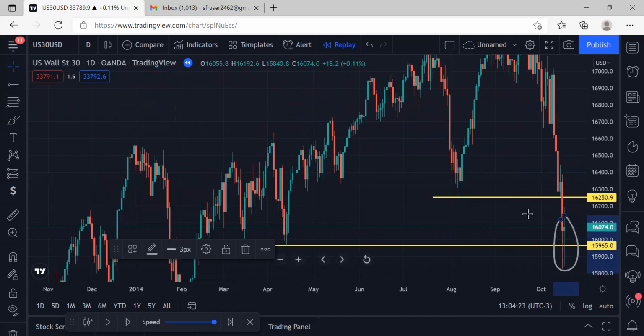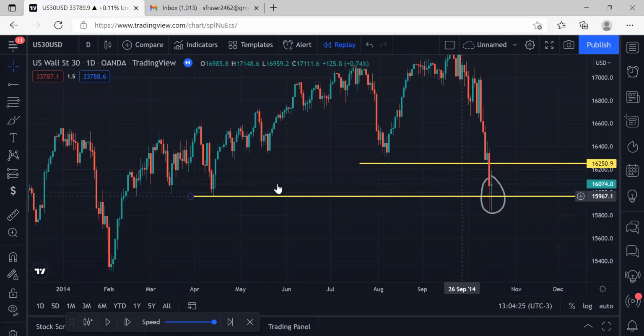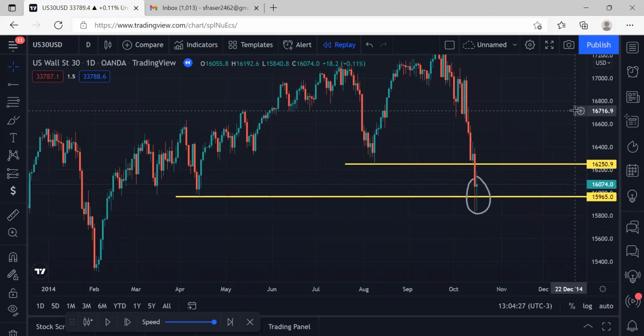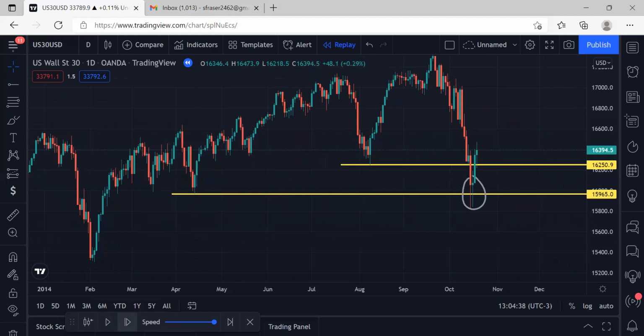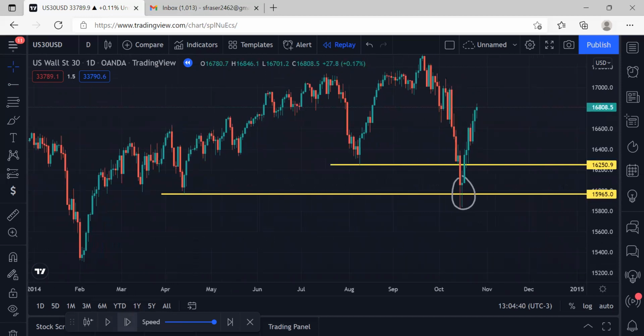You know what I'm saying? Stop loss would have been below. If you want a smaller stop loss, you just got to go down to a lower time frame. That's all. It is that simple, to the point where, you know, that's what you would have got.